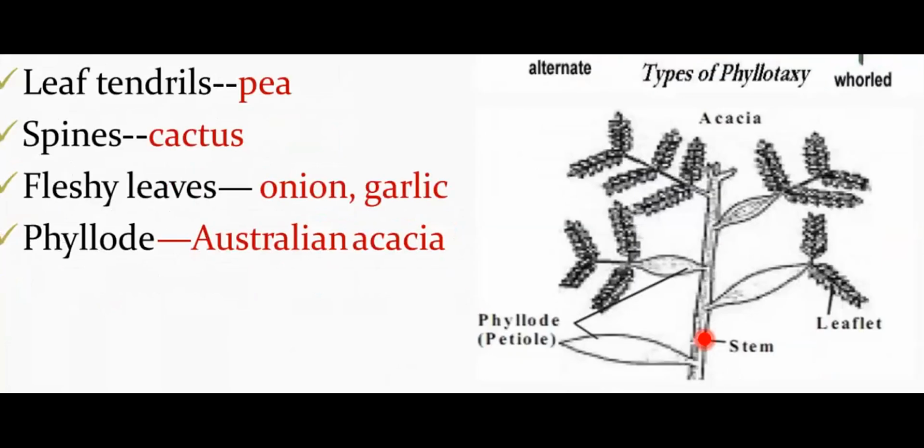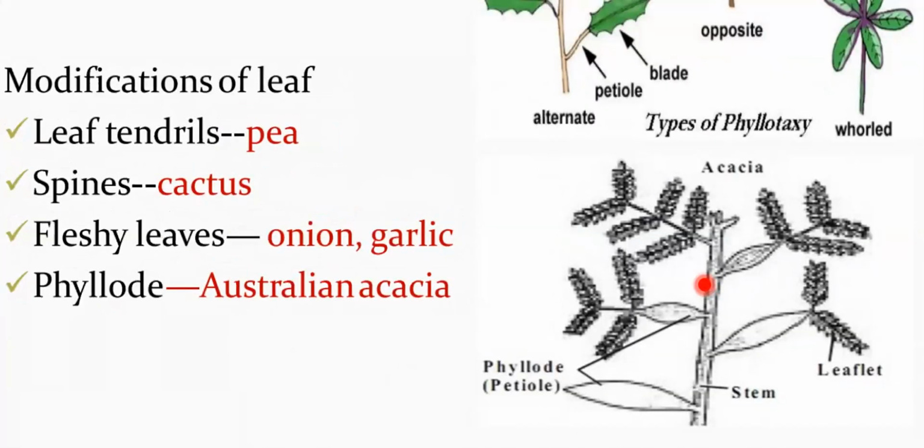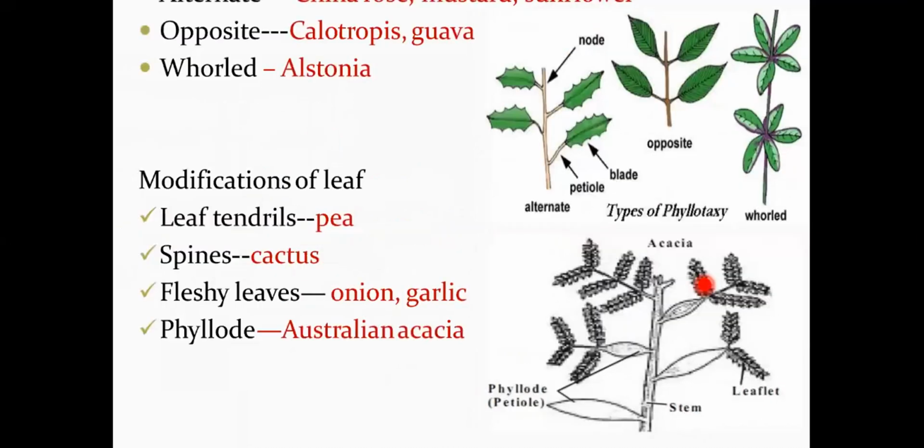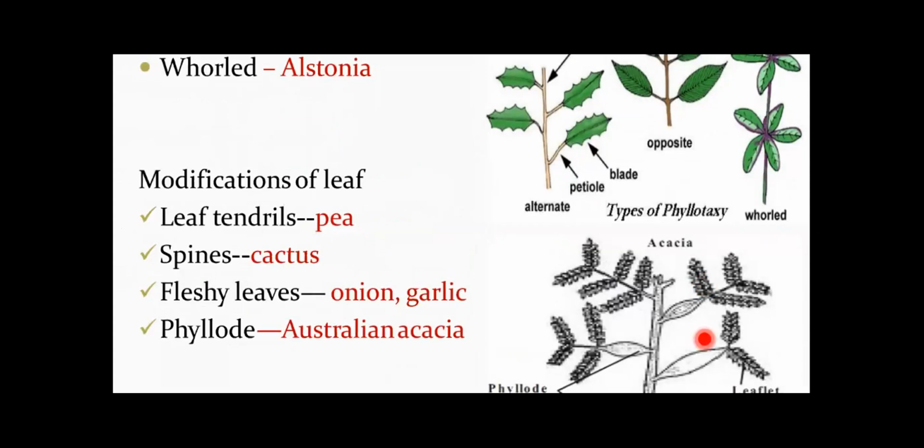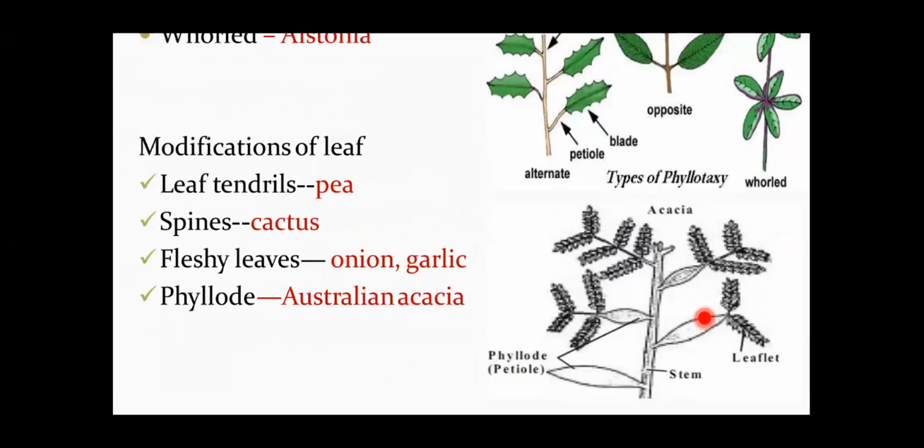The leaves are small and the petioles in this leaf will be expanding. Okay, the petioles in these plants will expand. They become green in color. Okay, and they are designed to carry out photosynthesis. You can see the diagram here, phyllodes.